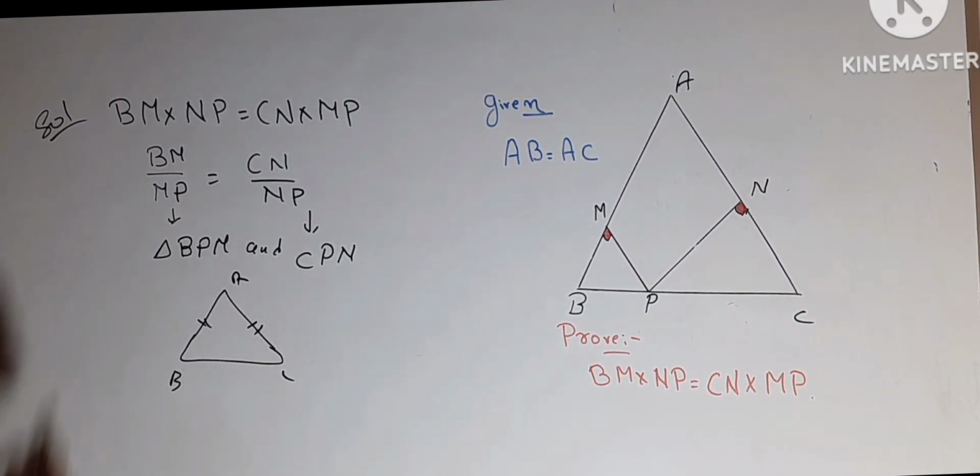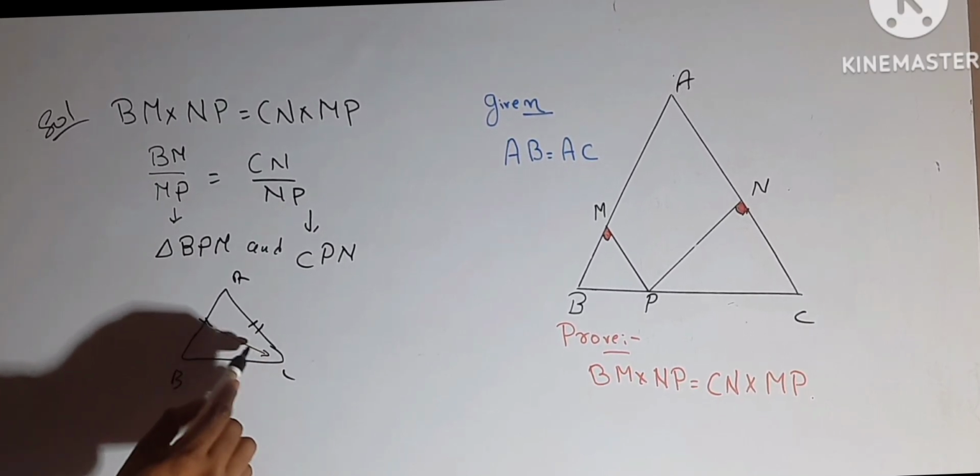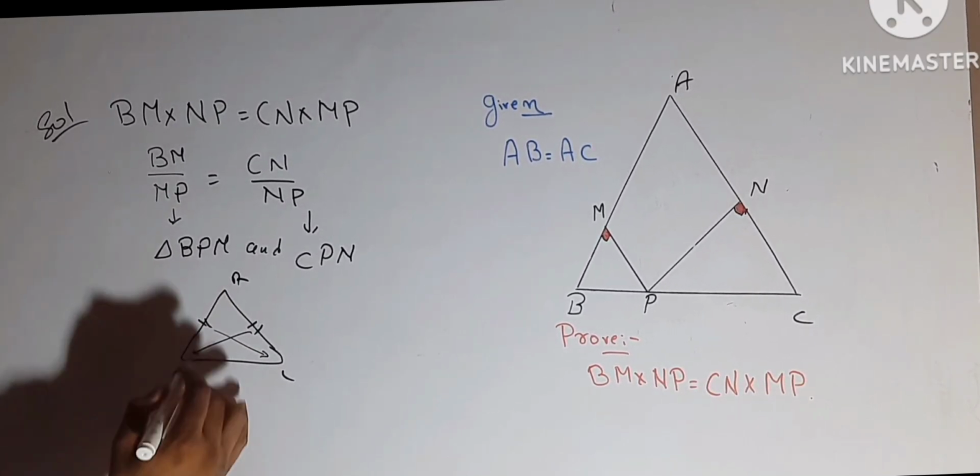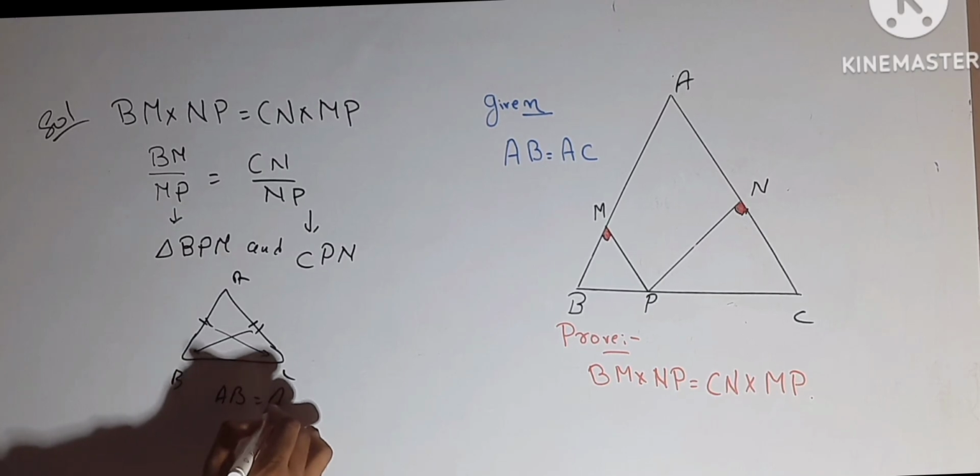Yes, sir, these two are equal. So we know that the angles opposite to equal sides are also equal. Yes, sir, we can say that. So here they told you AB is equal to AC. So all this we know already.